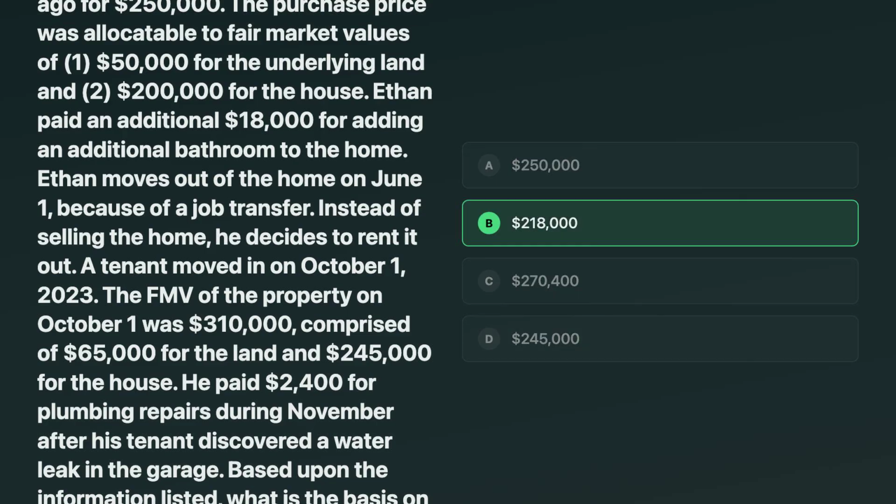The correct answer is $218,000. For property converted from personal to rental, depreciable basis is the lesser of adjusted basis or FMV at conversion, and only the building counts. The house adjusted basis is $200,000 plus the $18,000 bathroom, or $218,000. The house FMV is $245,000, so you use $218,000. The $2,400 plumbing repair is a repair, not an improvement, so it doesn't increase basis.